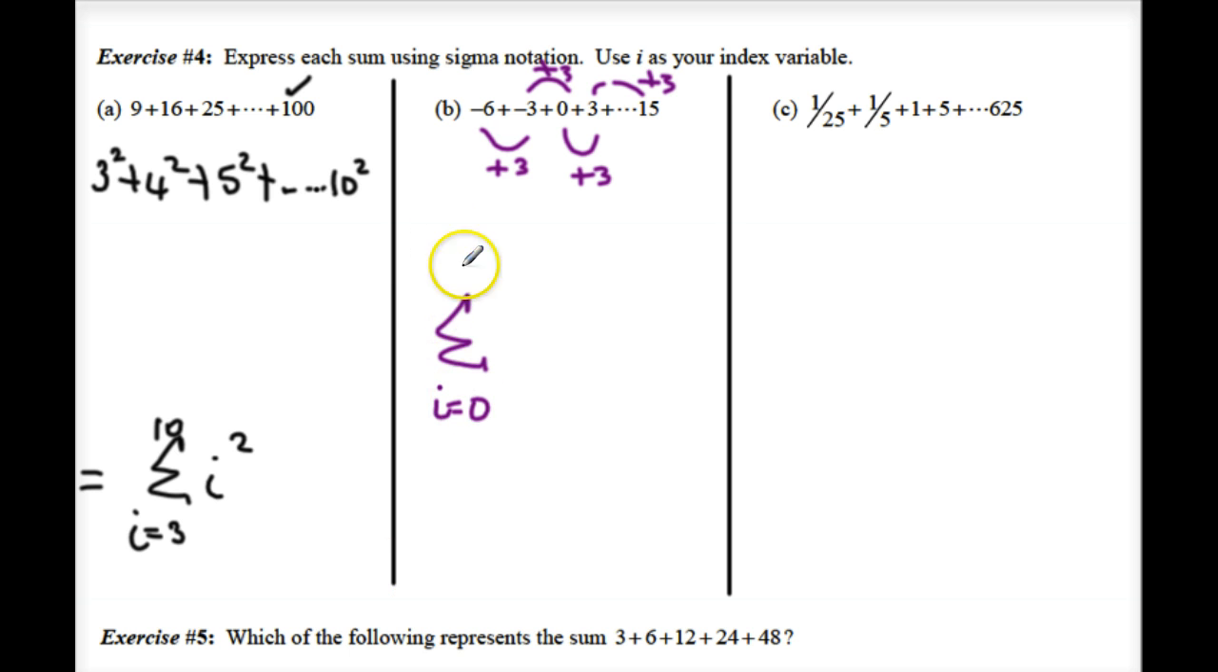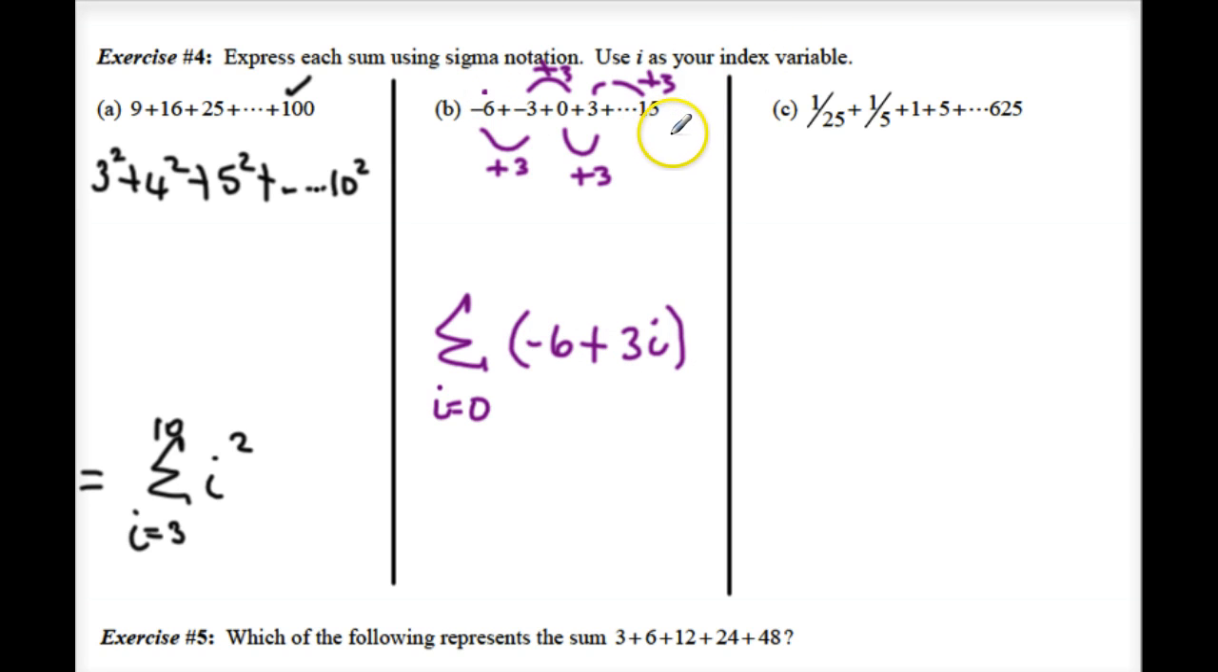Where do I end? I want to end at 15. But notice my starting point is -6. So when I write my function, I have to start at -6 plus 3i. How do I know it's 3i? Because these are all adding 3. So I'm starting at -6 plus 3 times, let's say i is 1. 3 times 0 is 0, so I will get my -6.